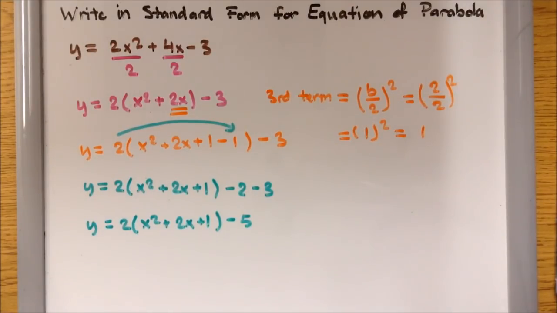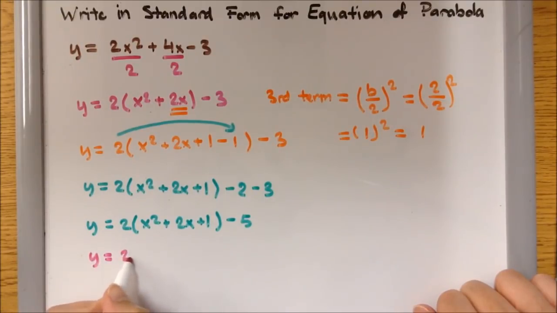Alright, almost done with completing the square. So the next part is to factor this. When you factor x squared plus 2x plus 1, I'm not going to do the work, but my expectation is for y'all to do the work on your paper, in your notebook, in order to factor this. After you do the work, this is what you're going to have.